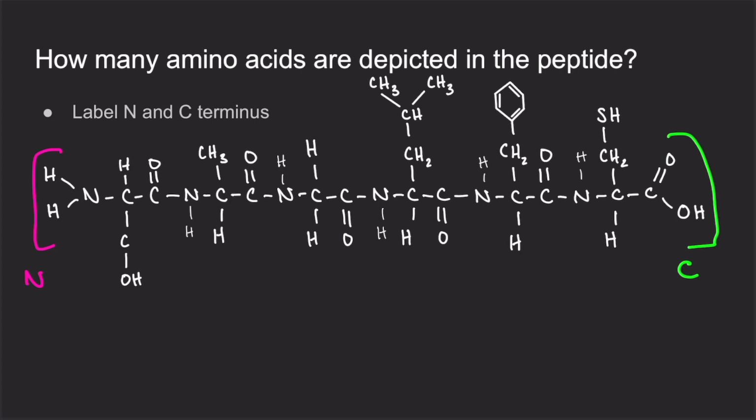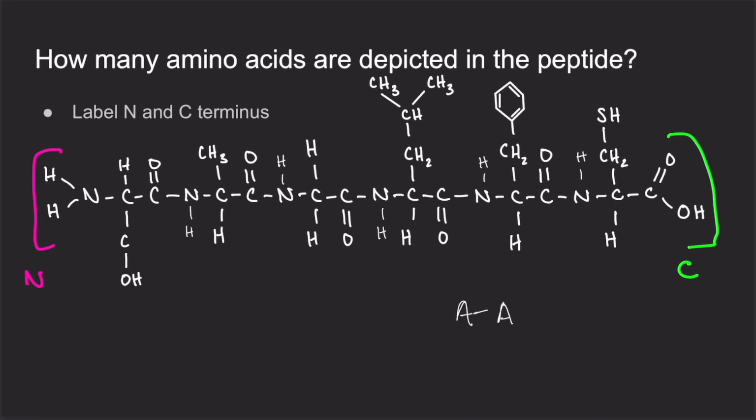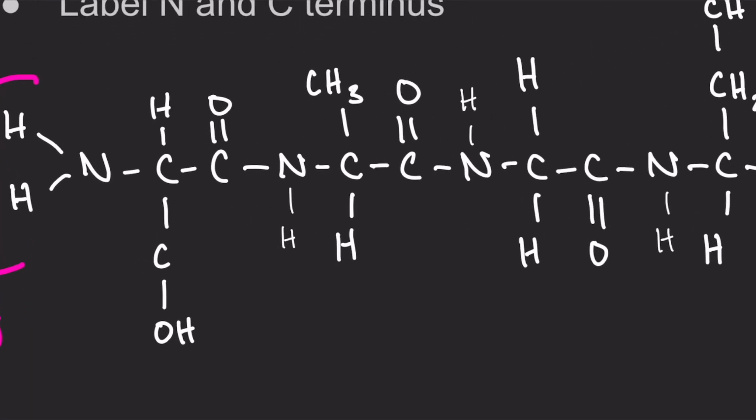But anyways, let's zone in on the peptide bonds, right? Because the number of peptide bonds, if we add one, will give us the number of amino acids. If you have 2 amino acids, 1 peptide bond, so number of peptide bonds plus 1 is equal to the number of amino acids. That's the way I personally like to do it, because that way you're understanding the different functional groups that are present.